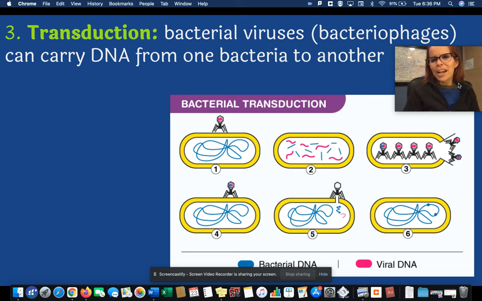Transduction is a mistake, but because there are so many bajillions of bacteria in the world, and so many bajillions of viruses that attack the bacteria, even if it only happens once in a gazillion times, I love these exaggerated words, because there's so many of them, it's actually a significant force to be reckoned with.